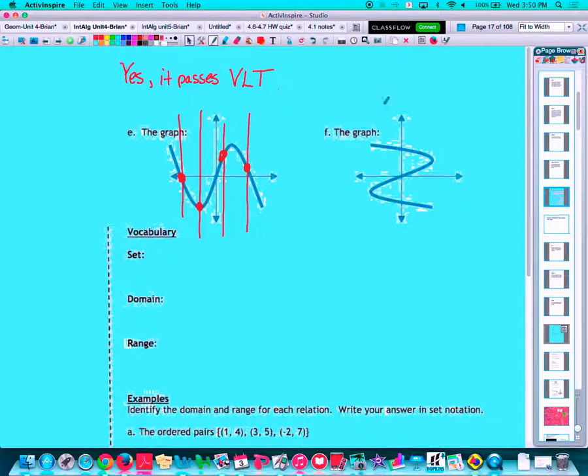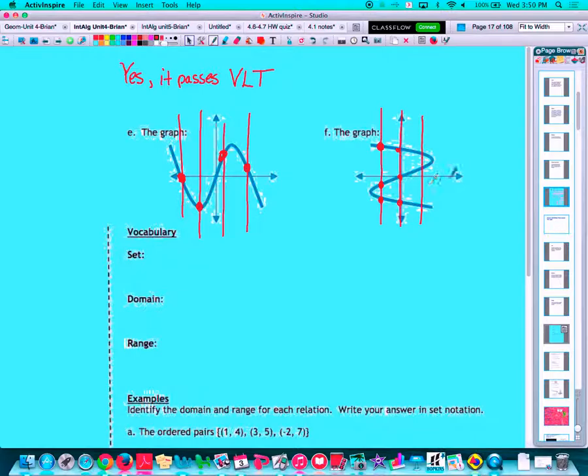All right, F, vertical lines. Now, is this a function? Well, look at this vertical line. It crosses the graph here, crosses the graph here, crosses the graph here. If that ever happens at any point on the graph, we automatically know that it is not a function.